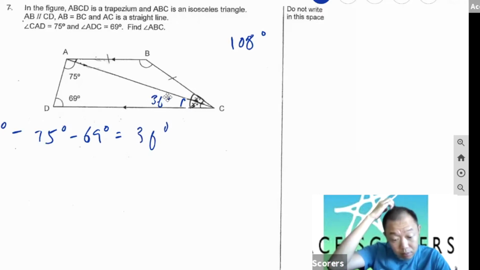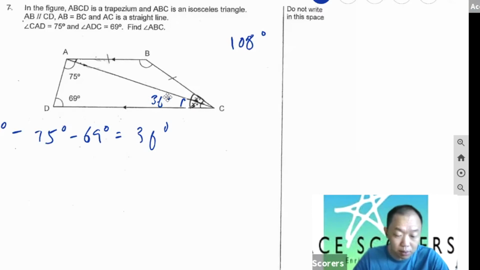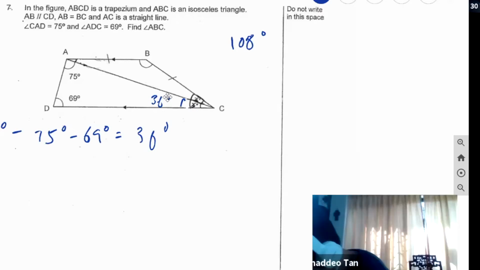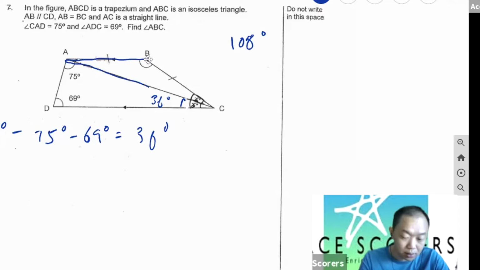AC is a straight line, and in the trapezium AB is parallel to CD. Since AB is parallel to CD, we have an alternate angle here. You can see the letter Z, alternate angle. It means this is 36 degrees. So this side is also 36 degrees.